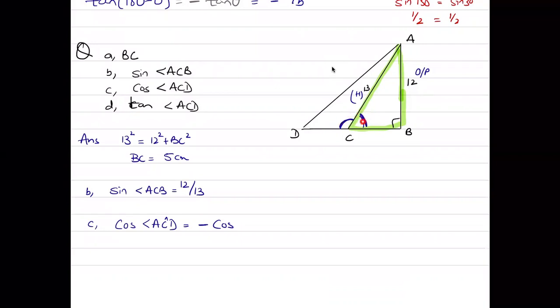What is the adjacent acute angle? What will be the letter? ACD was the obtuse angle. Here this angle is obtuse angle. So what will this angle be? What will be the name of this angle? ACB, right? If this is your obtuse angle, then its adjacent acute angle is going to be ACB. Are you clear till here?